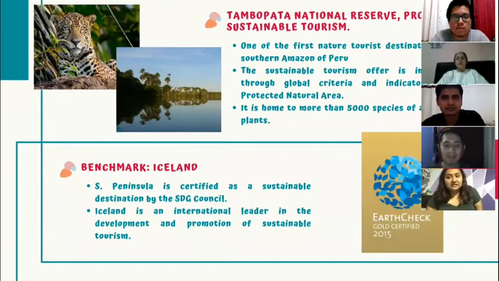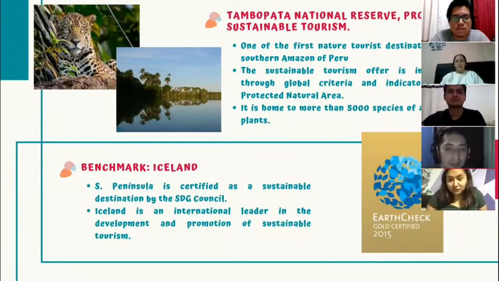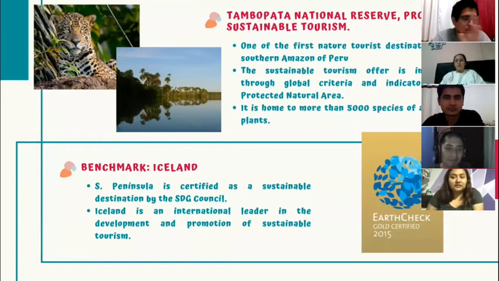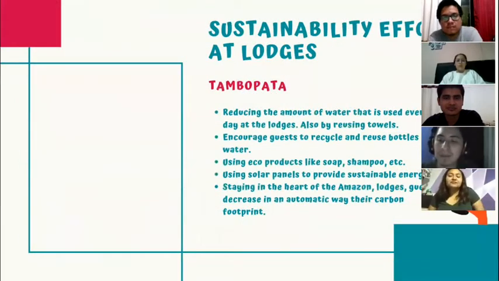This destination is one of the first natural tourist places where tourists usually go in the Amazon, and the sustainable offer that they give is implemented through global criteria and indicators in the protected natural area, and it's also home to more than 5,000 species of flora and fauna. Let's start with our examples.